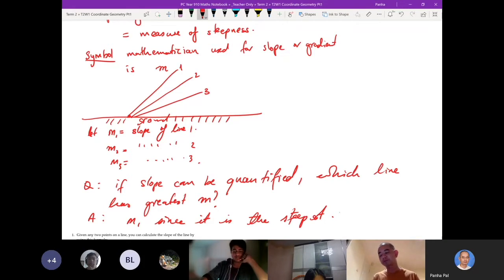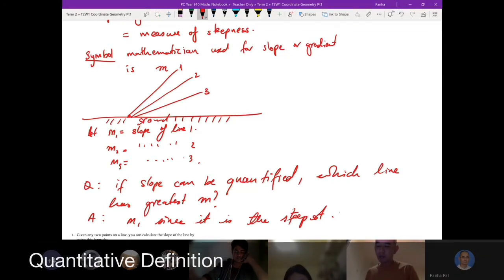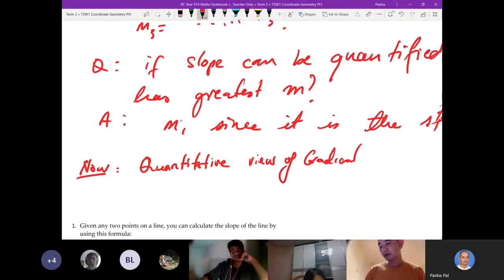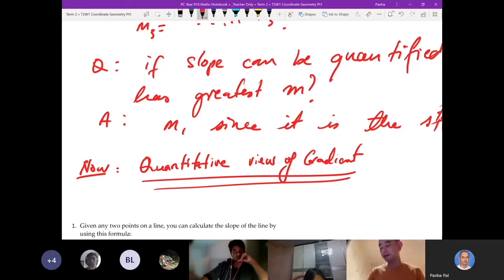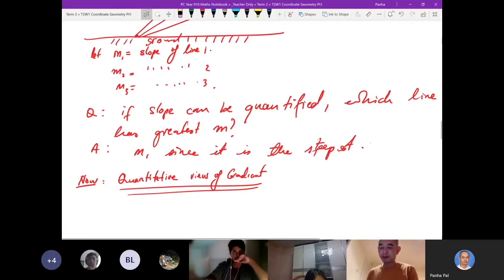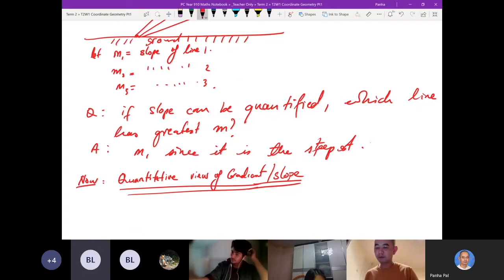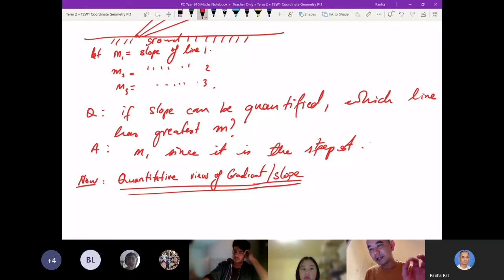Are you clear? Now, let's go and look at the quantitative point of view. What am I studying here? What am I going to look into just by looking at the title? What do I mean now by quantitative view of gradient or slope? Because gradient is slope, different word, same meaning. Is it like how to find the slope of the line? Close, just add how do you find a value? We want to put a value to it. That's what quantitative means. Are you clear, guys?